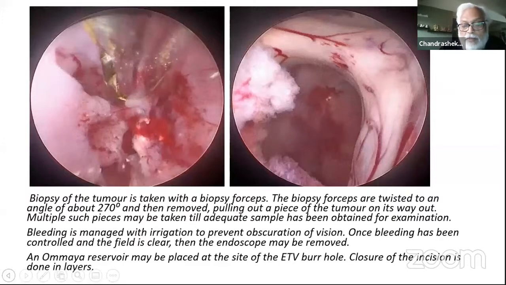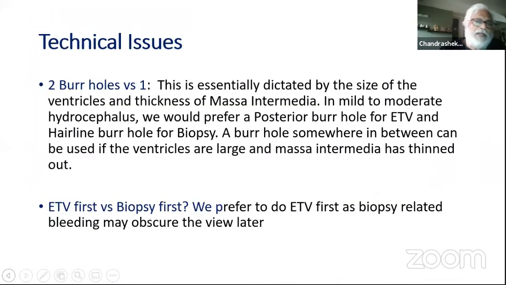And as Salman also said, we should use navigation while doing these kinds of biopsies. So two technical points, apart from the size of the ventricle and the size of the massa intermedia. The third question that comes is, is ETV first or biopsy first? We prefer to do ETV first, as biopsy-related bleeding may obscure the view later. But there are people who believe that the chances of dissemination increase, etc., and we should probably do a biopsy first. So I would like to know the views of Hasan and Azam on this. Thanks.